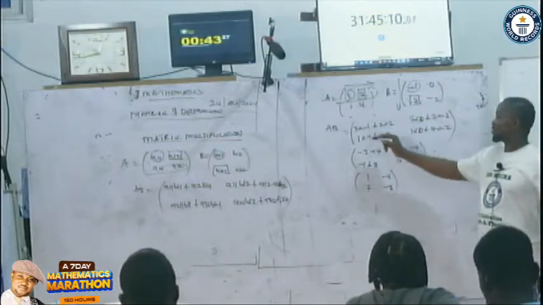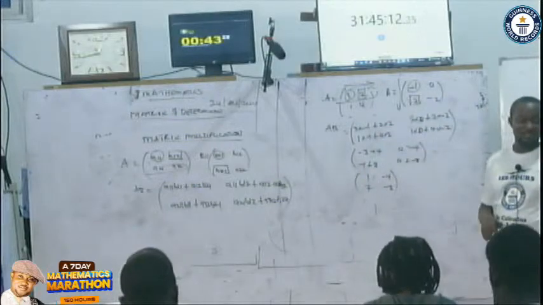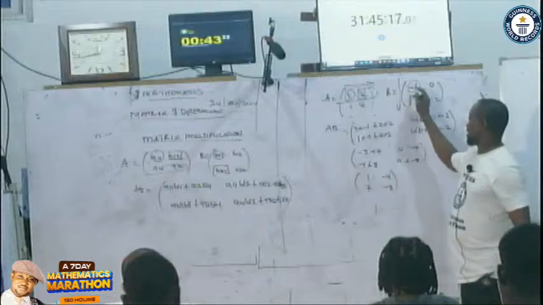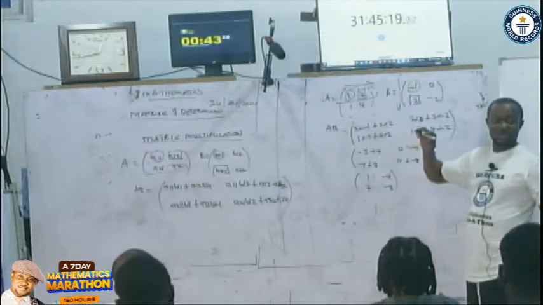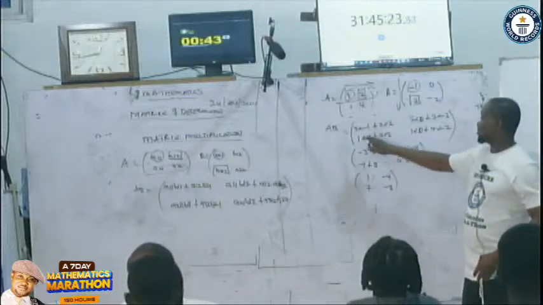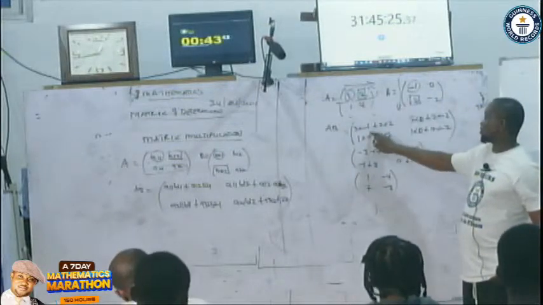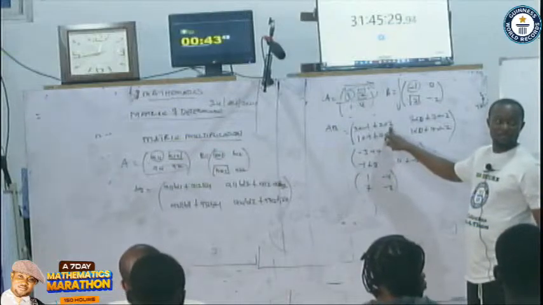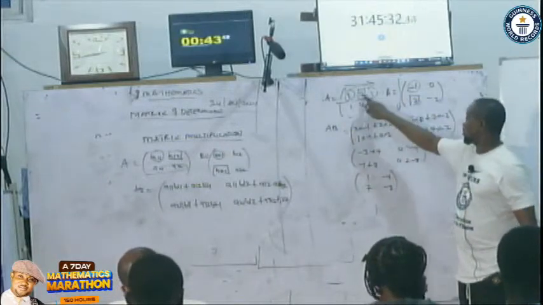Okay. So the row goes to the column. So 3 times minus 1. Look at what I'm saying. This is multiplication of matrix. You use the row to multiply the column. So first, 3 times minus 1 plus 2 times. The first goes with the first, second goes to the second.